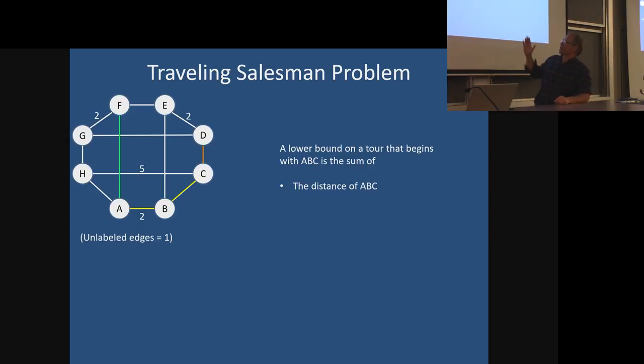So as we explore out, let's say we have a minimum spanning tree for H, G, F, E, and D, and then we take D, we decide to go from C to D. So now we need to shrink the minimum spanning tree. So you need to have an efficient way to take the larger minimum spanning tree and shrink it down.